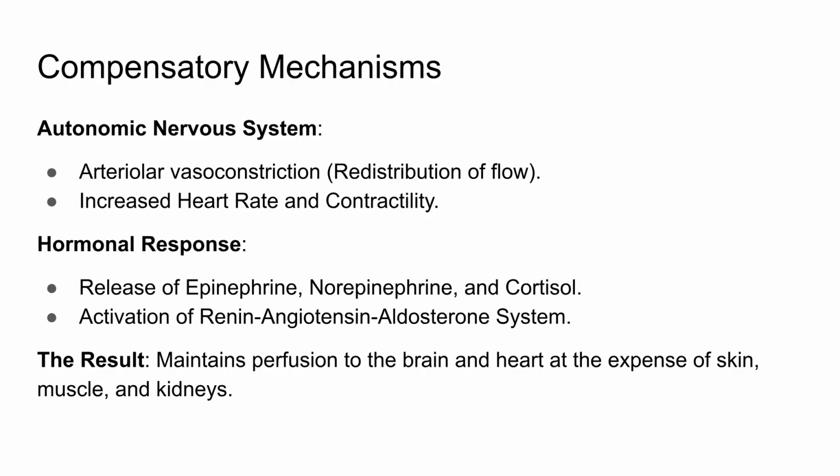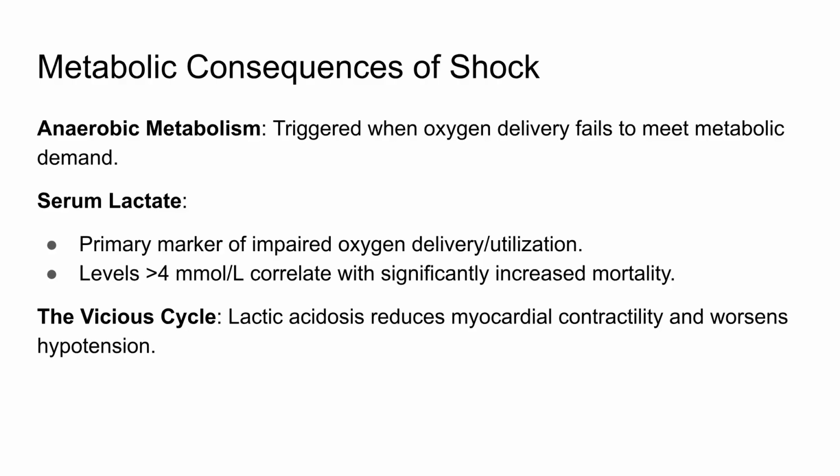Compensatory mechanisms include the autonomic nervous system, which causes arteriolar vasoconstriction and increases heart rate, and hormonal responses. These actions maintain perfusion to the brain and heart at the expense of other organs. Metabolic consequences include anaerobic metabolism, leading to elevated serum lactate. Lactate levels over 4 mmol/L correlate with increased mortality, creating a vicious cycle where lactic acidosis worsens hypotension.